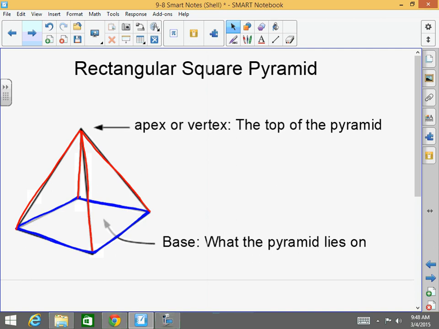Completely different than prisms. Prisms have both a top and a bottom that are equal. They're both either squares or pentagons or rectangles or triangles. A pyramid has one base that can be any polygon. And the faces of that pyramid are all triangles. That is the difference between a pyramid and a prism. Huge difference.